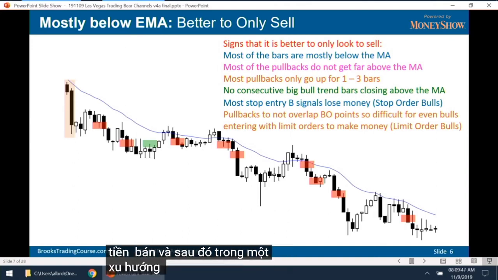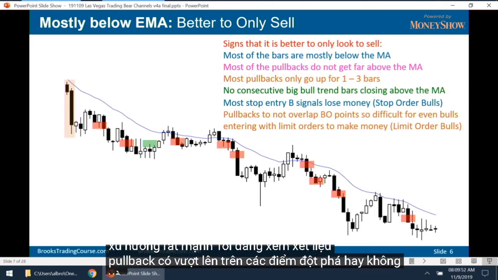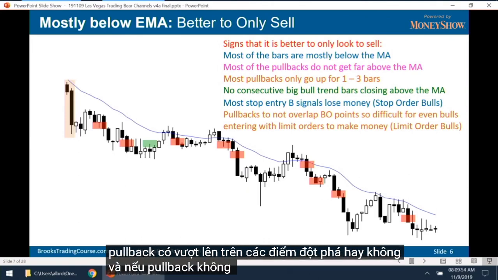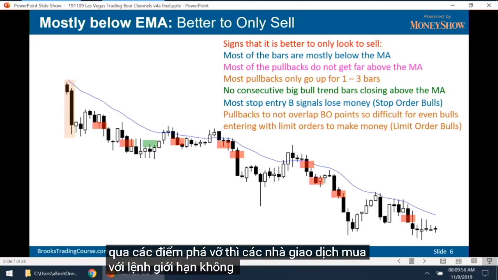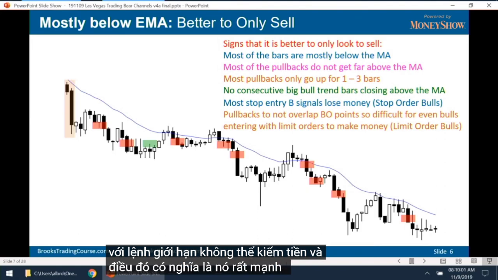And then in a very strong trend, I'm looking at whether or not pullbacks go above breakout points. And if the pullbacks do not go above the breakout points, then traders buying with limit orders cannot make money. And that means it's a very strong bear trend.